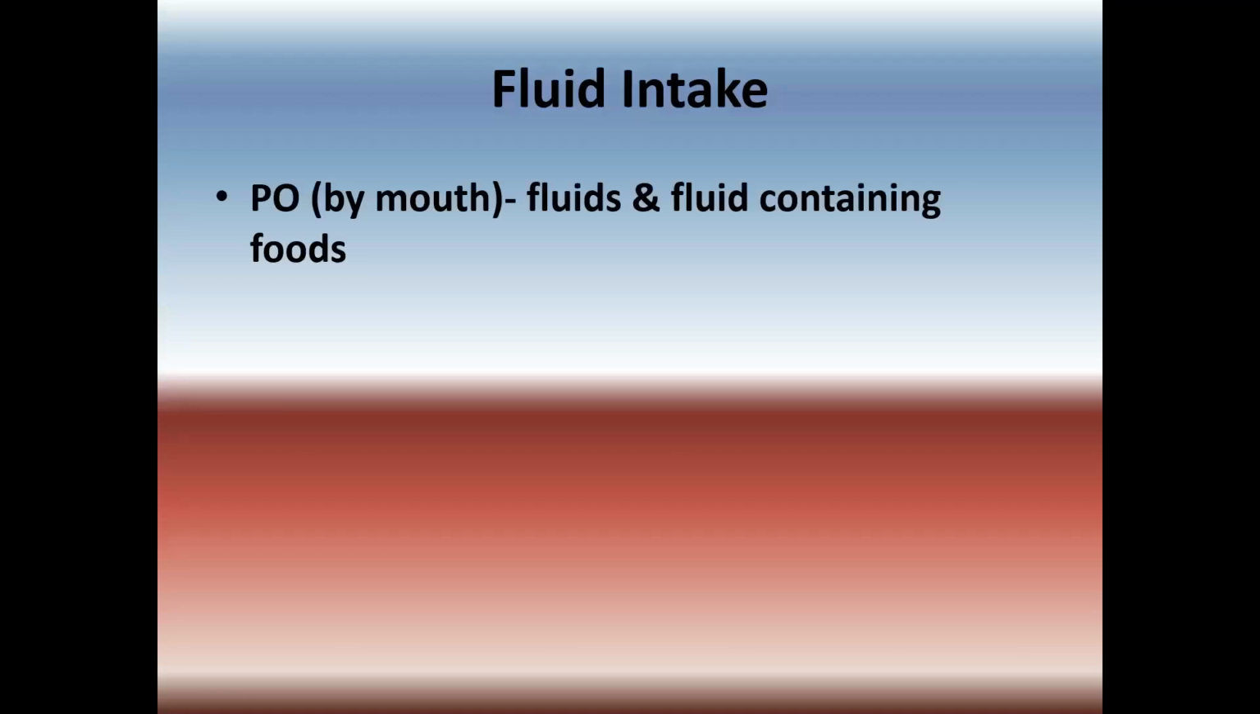So when we take in fluids by mouth, we call that PO. So that's one way that we can intake fluids, by going through our mouth. There's lots of fluids that we drink, like water, and then there's fluid containing foods, right? Some foods contain more water than others. For example, a watermelon has lots of water in it. Fruits have lots of water in them. But most foods have a little bit of water in them.